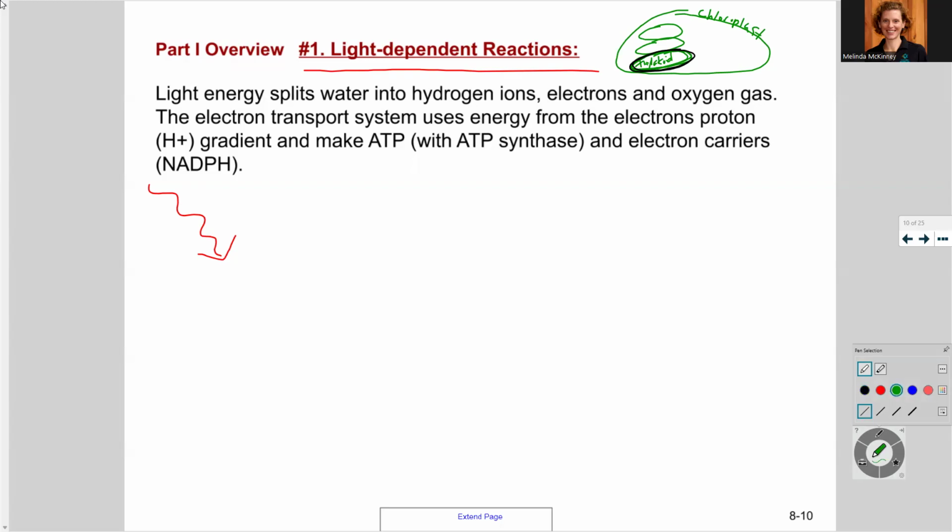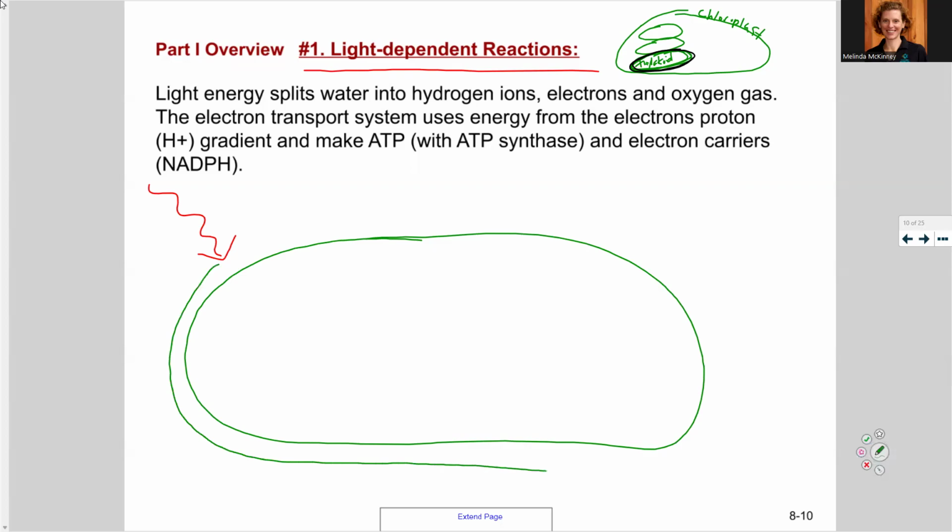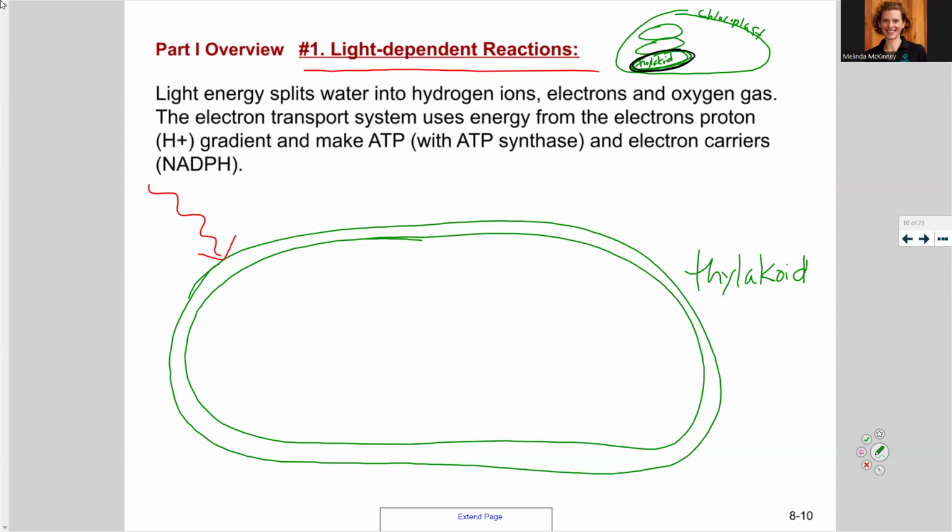Okay. So here we go. So I'm taking the thylakoid here, right? And this is a stack. So there'd be another one below it. This is a phospholipid bilayer. Okay. This is the thylakoid, within the chloroplast. There are many of these.